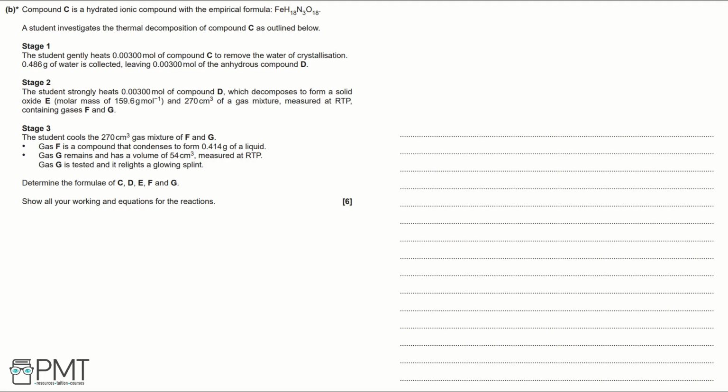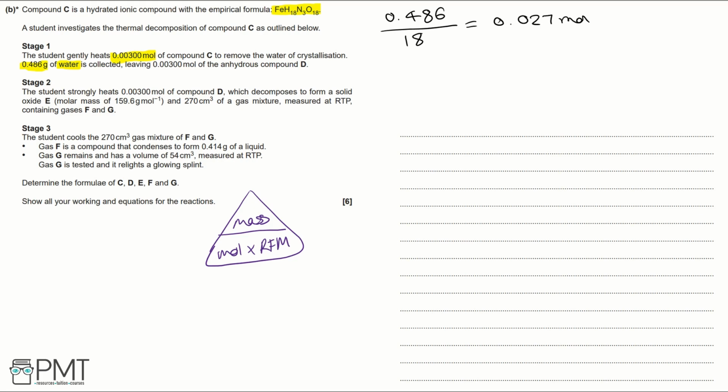Firstly, we need to highlight the key pieces of information in this question. Our first key piece of information is the empirical formula of compound C and its moles, and then the mass of water collected, which is 0.486 grams of water. So using the equation triangle of mass divided by moles times the relative formula mass, we can work out the moles of water. So that would be 0.486 divided by 18. 18 is the relative formula mass of water, and that is equal to 0.027 moles of water.